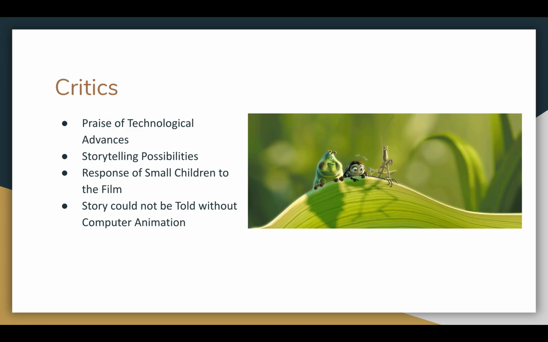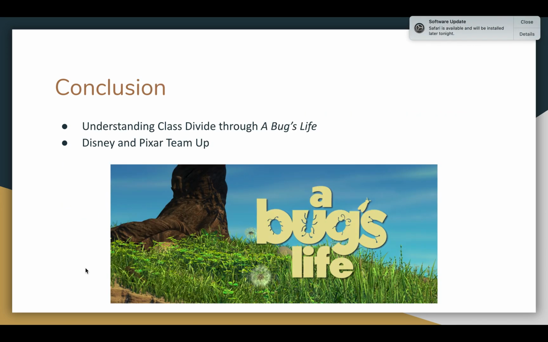A Bug's Life was praised for the technological advances of the use of computer animation. It opens up more storytelling possibilities and more ability to create characters and moving themes. The animation allowed for the class struggle to be easily understood through the eyes of a child. Many critics also deemed that this story could not be told without animation.